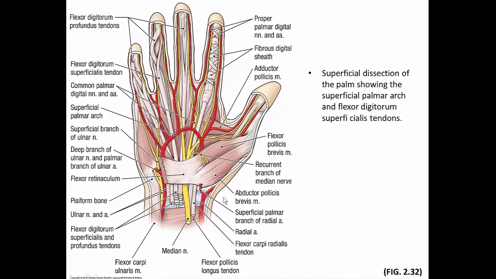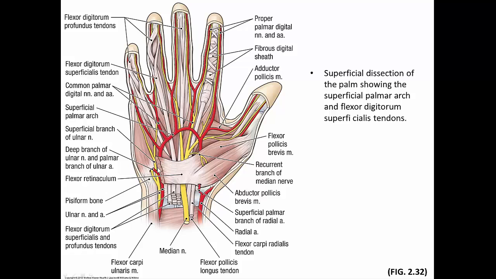As we're moving on through the palm, we're now at the superficial part of the dissection where we can see the superficial palmar arch and also the flexor digitorum superficialis tendons. The superficial palmar arch is going to be mainly derived from the ulnar artery, whereas the deep palmar arch is going to be mainly derived from the radial artery. Okay, so find the ulnar artery in the forearm and follow it into the palm.